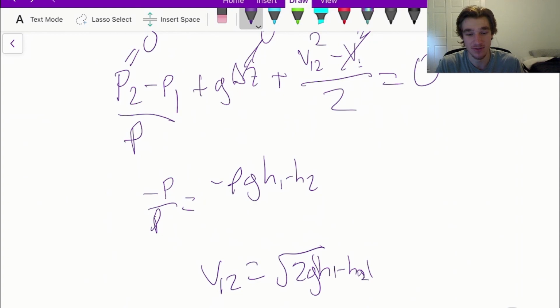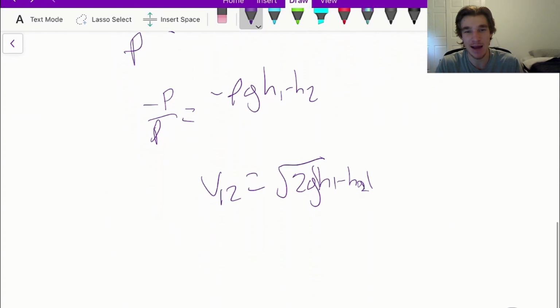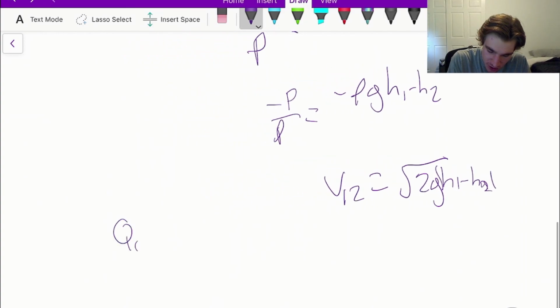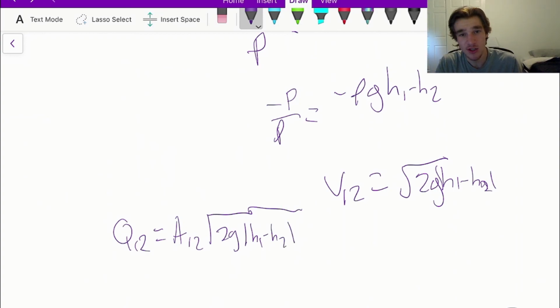Now that can be an issue right there. So we have to put in the absolute value of H1 minus H2 because in the case that H2 is higher than H1, that will be a negative, and a negative under a radical sign cannot happen. But we will make up for this later by adding a sign of this value in our equations later on. So once we have that, we know that Q12 is now equal to the area A12 times the square root of 2G times the absolute value of H1 minus H2. So we have that right there.